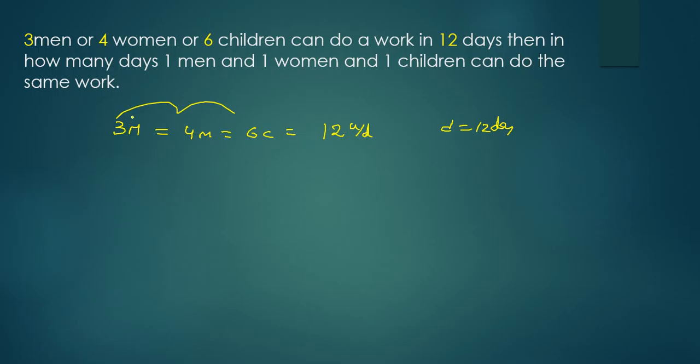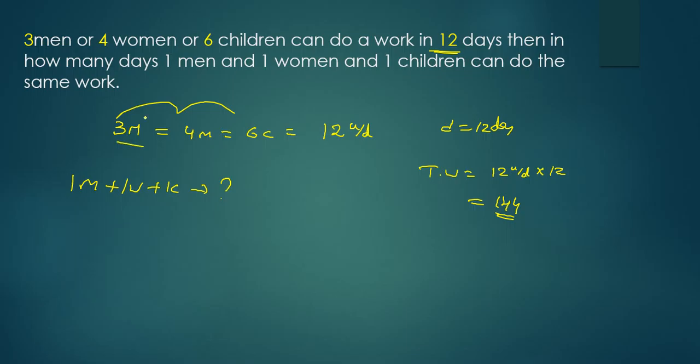Now 3 men are taking how many days to complete the work? 12 days. This was given. But 3 men are doing how many units per day? 12 units per day. So total work is equivalent to work done per day, that is 12 units per day, into the number of days it took to complete the work, which is given as 12 days. So total work equals 144. But what is the question? One man plus one woman and one child can complete the work in.